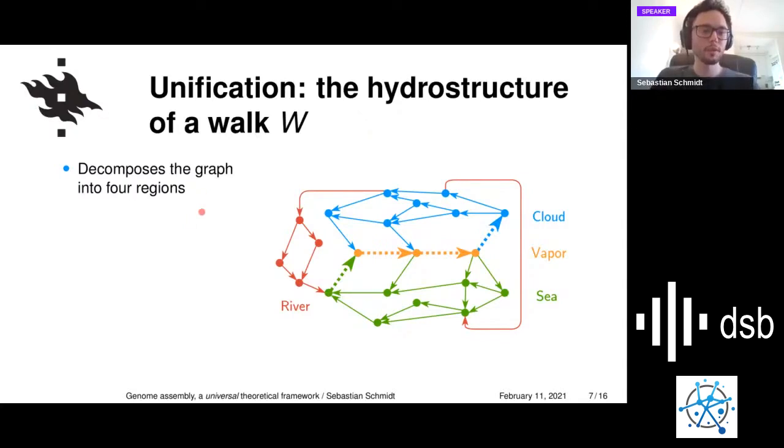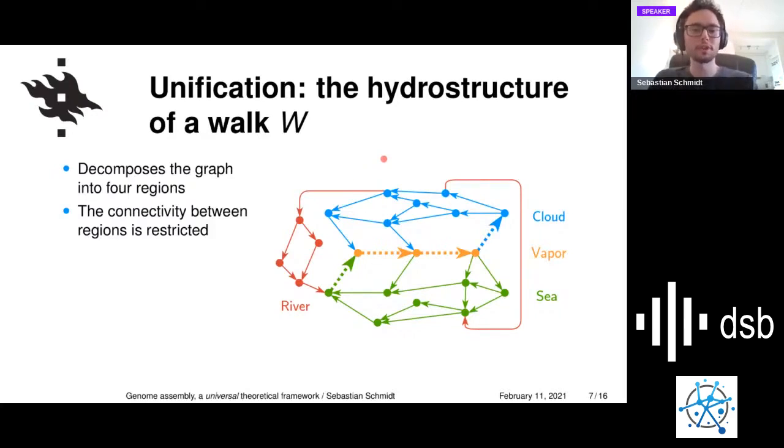So first of all, the hydrostructure decomposes our graph into four regions: the cloud, the vapor, the sea, and the river. And there's a restricted connectivity between these regions. This is motivated a bit by the water cycle. This is where the naming comes from. So for example, from the cloud, water rains into rivers or dissipates into vapor. From the river, the water flows into the sea. From the sea, water evaporates and then collects afterwards as clouds again. This is how the connectivities work in the structure.